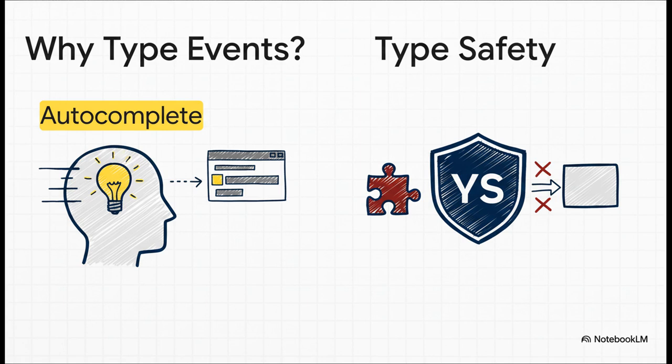So why do this? It really boils down to two huge wins. First, you get that amazing autocomplete, which makes you code faster. And second, you get type safety. It literally stops you from making a typo or trying to access a property that doesn't even exist on that particular event. It's another class of bugs, just gone.